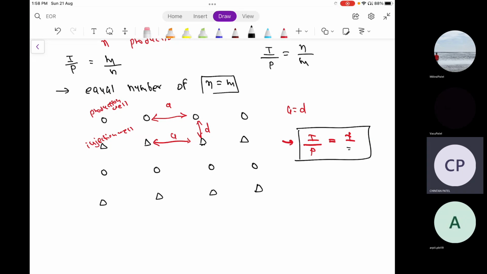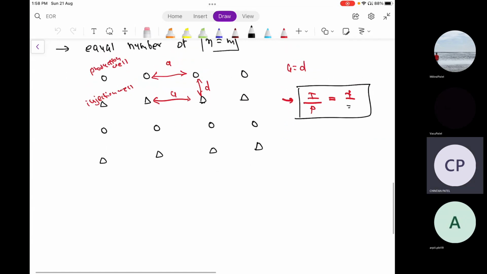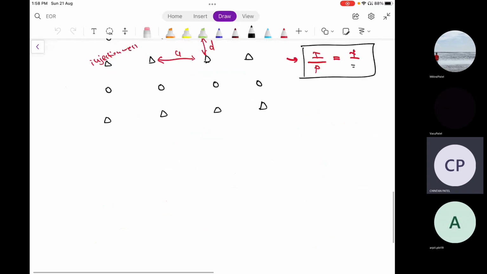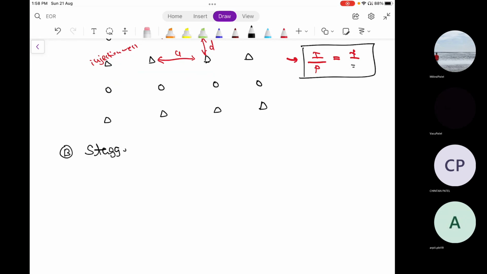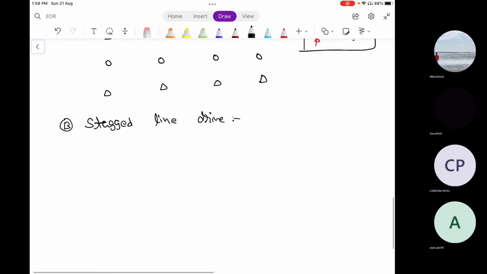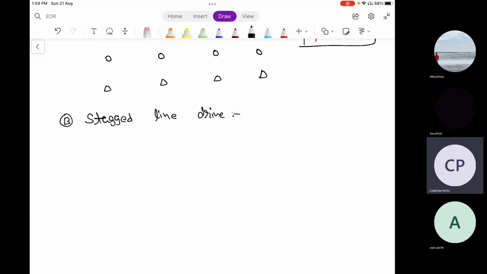The next type is staged line drive. So this is the first type, and the second one is staged line drive. Here again, the alternate lines of wells are production wells, and the next line is injection wells. The wells are in line as in direct line, but injection and production wells are no longer directly opposite to each other, but laterally displaced by a distance.